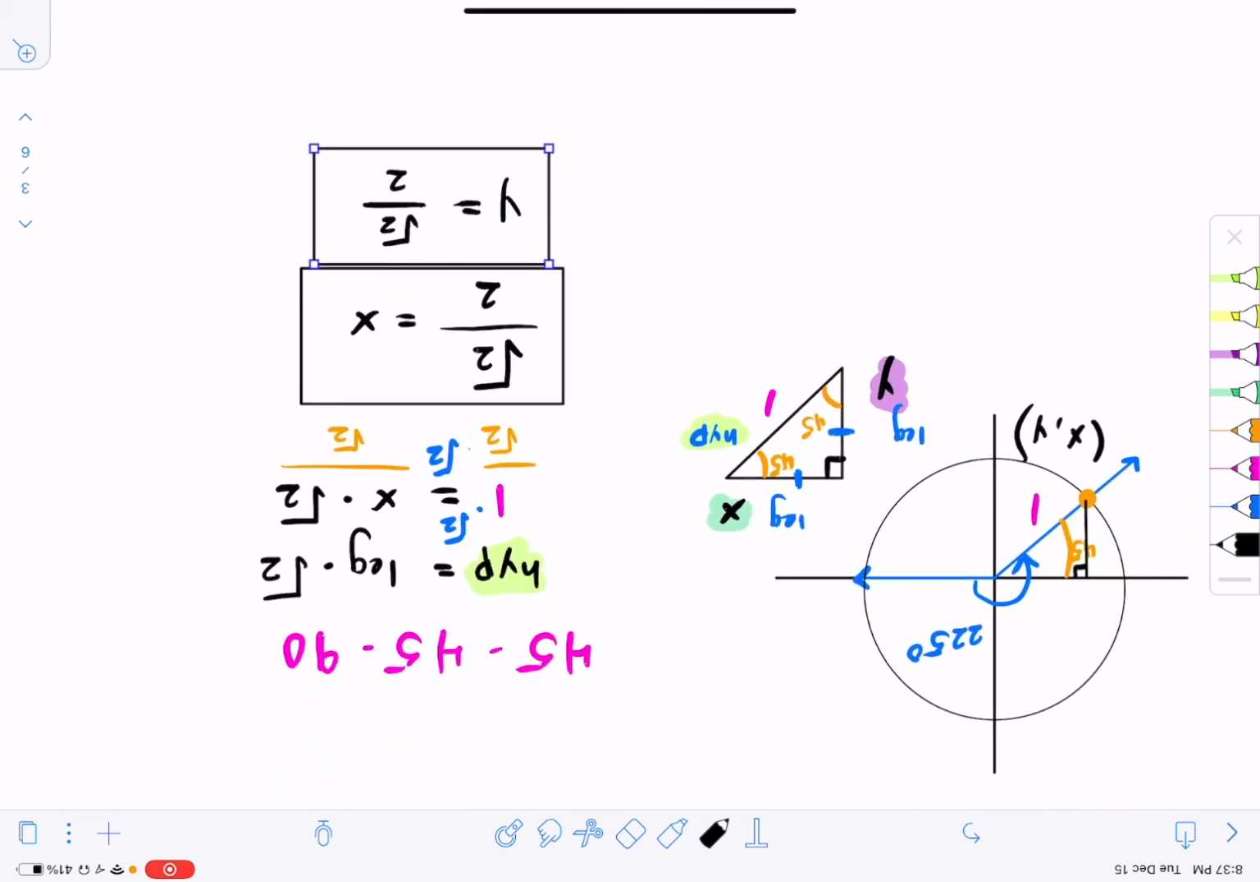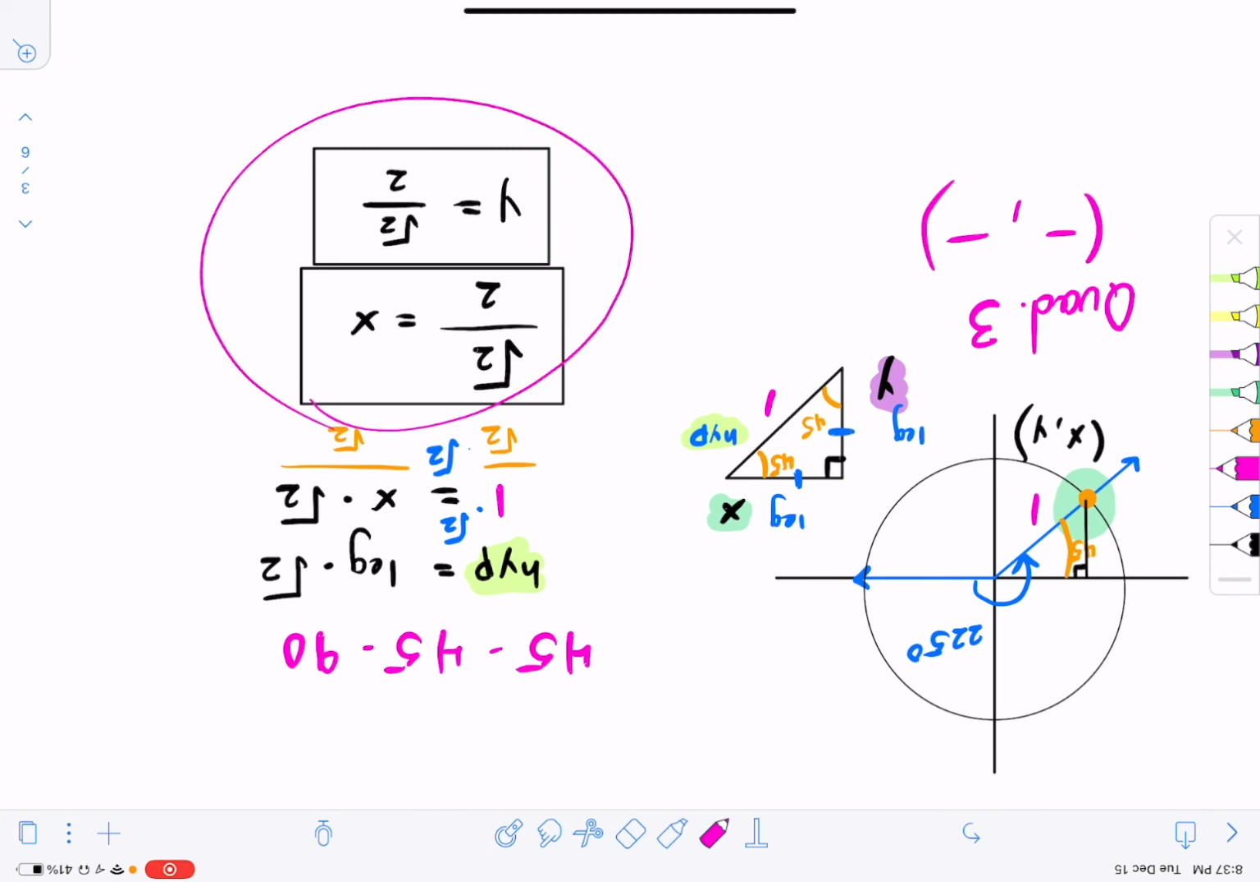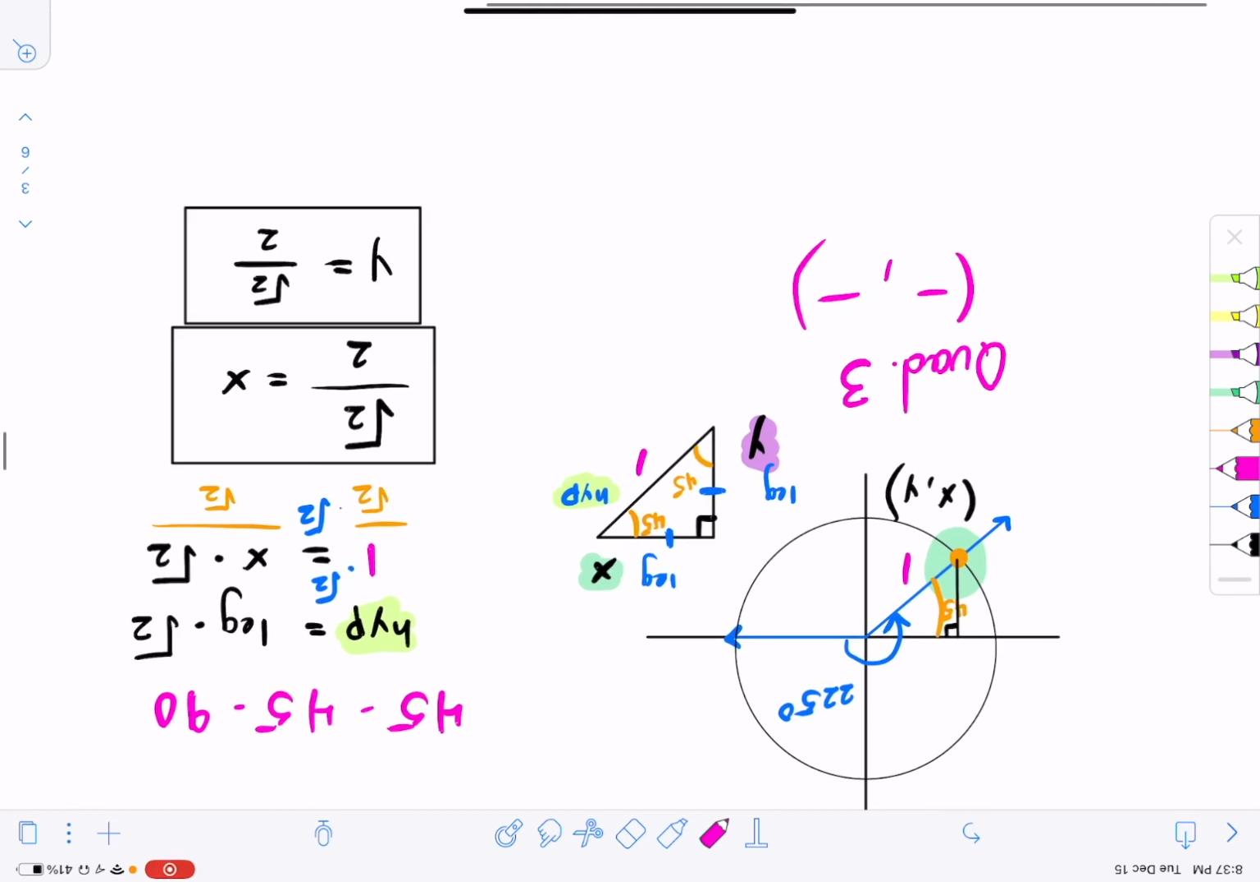Now, before I can write my ordered pair, this point is in quadrant 3. If it's in quadrant 3, that means you have a negative x and a negative y coordinate. Your answers are always going to come out positive, but you have to make sure you apply the correct signs. So I need to write this point as my x coordinate of negative square root of 2 over 2, and negative square root of 2 over 2 for my y coordinate.